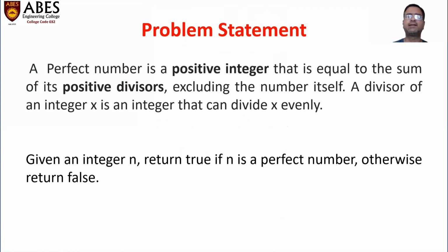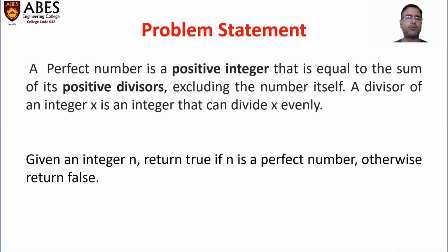The problem is saying that a perfect number is a positive integer that is equal to the sum of its positive divisors excluding the number itself. To further explore that, a divisor of an integer x is an integer that can divide x evenly. It continues: given an integer n, return true if n is a perfect number, otherwise return false. Actually, I've taken this problem from LeetCode.